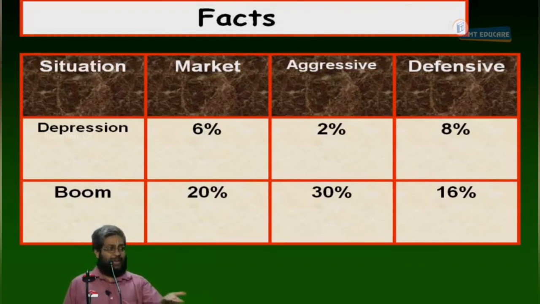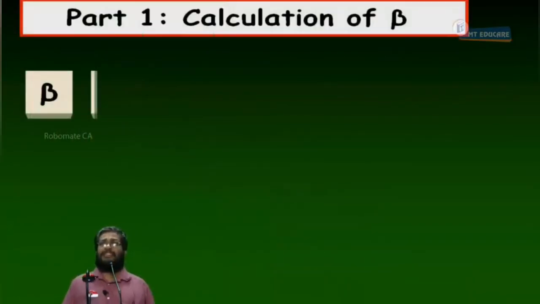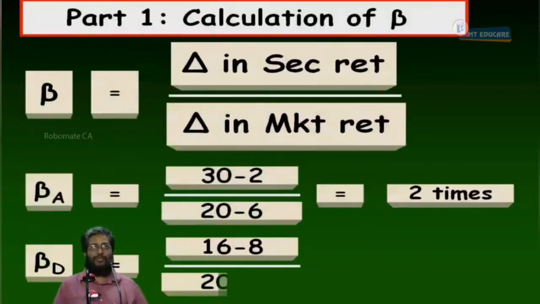Both are the same, because the probability is the same. Anyhow, you can use simple or weighted average here. The same you have to find out for the defensive stock. Can I proceed or not? Write down. Next step, part 2.